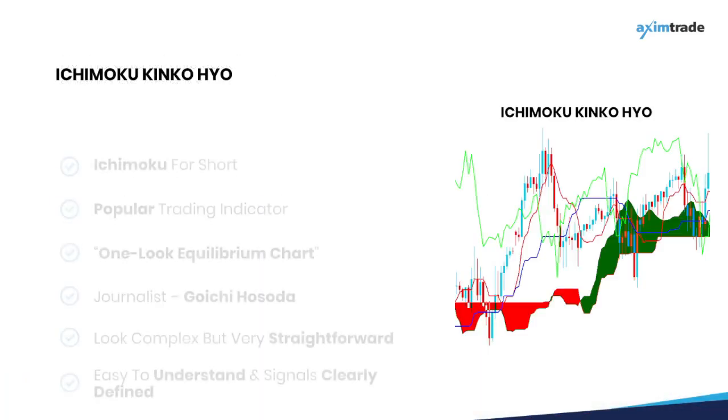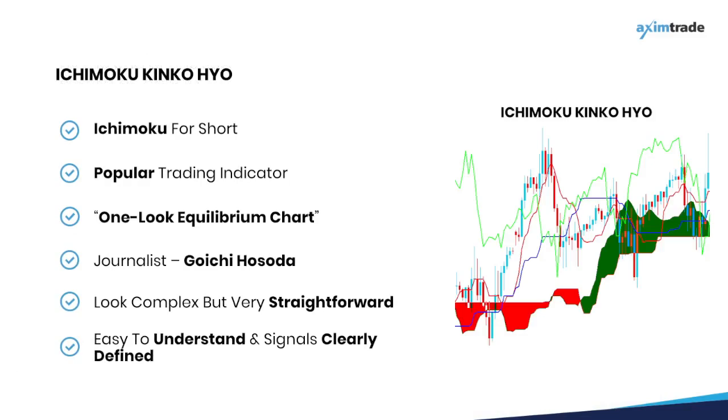The Ichimoku Kinko Hyo indicator, or Ichimoku for short, is one of the most popular indicators in the financial market that belongs to the trend family of technical indicators. Ichimoku Kinko Hyo literally means one look equilibrium chart in Japanese. It was created by a journalist named Goichi Hosoda with the aim of gauging future price movement, identifying trend direction, determining future areas of support and resistance, as well as trading signals on the chart.